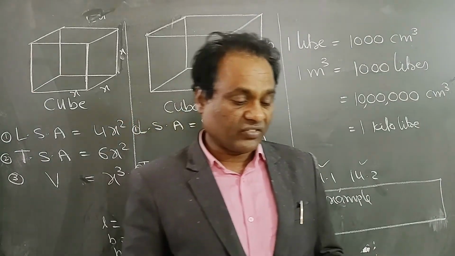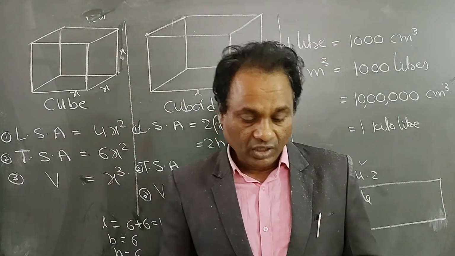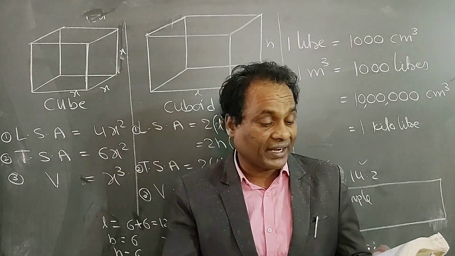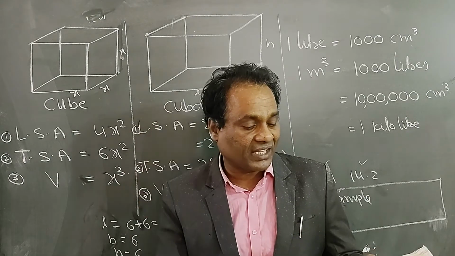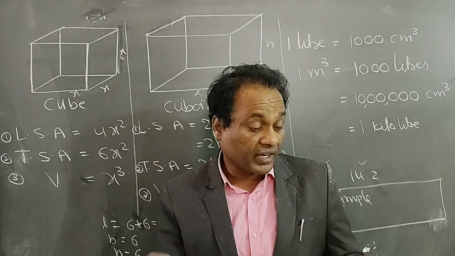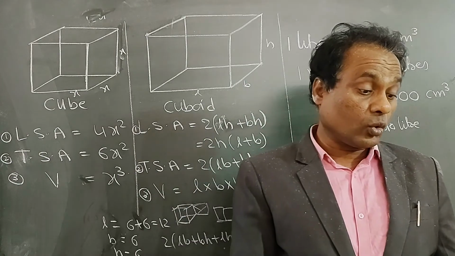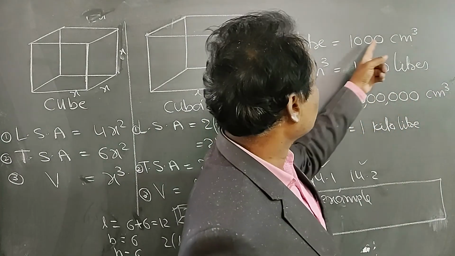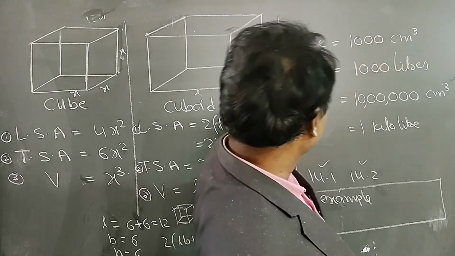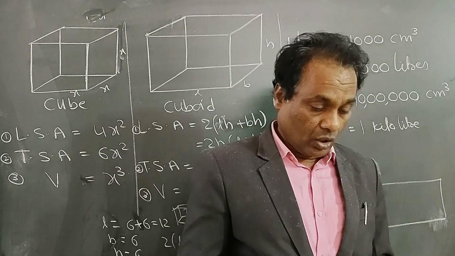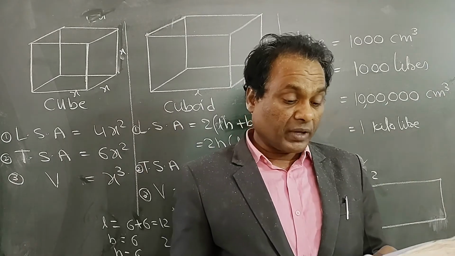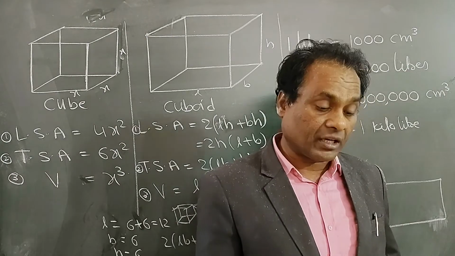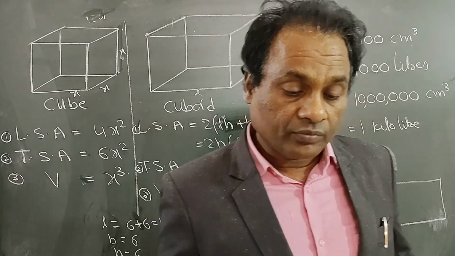Sixth question: volume of the tank. Volume formula is length into breadth into height. Length, breadth and height are given. We got 140 into 100 into 70 centimeter cube. To convert centimeter cube into liters, 1 centimeter cube is equal to 1 by 1000 liters, so divide the centimeter cube by 1000. We got 980 liters. See that problem.